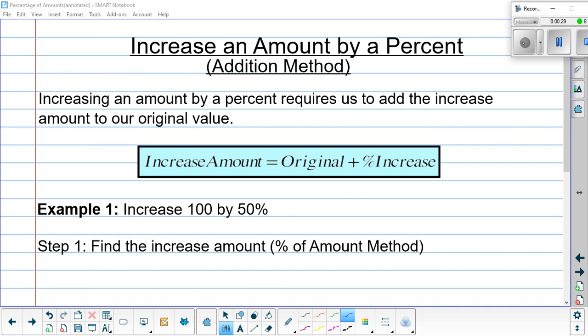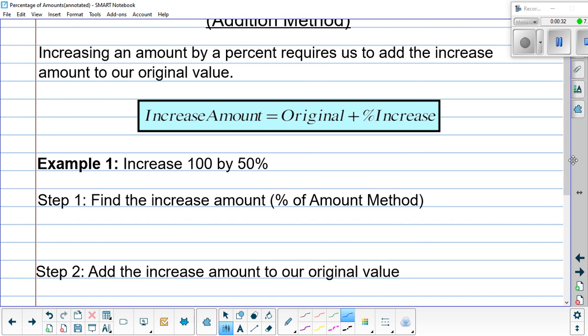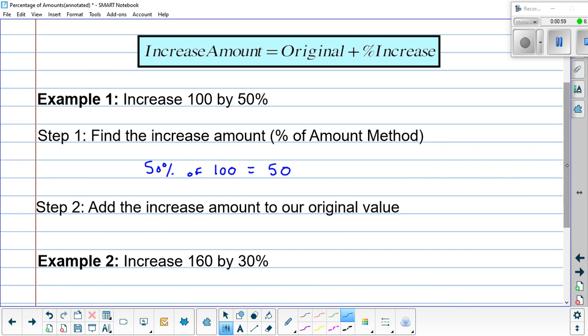So, let's get started. Example 1. If we're going to increase 100 by 50%, first we want to find this increase of 50%. So, 50% of 100 is what we've done so far, and we know that this is 50. Nice, easy value, right? And there are different words to specify increase. Plus, you could sometimes say a tax of, interest. These are all different words that mean increase in maths.